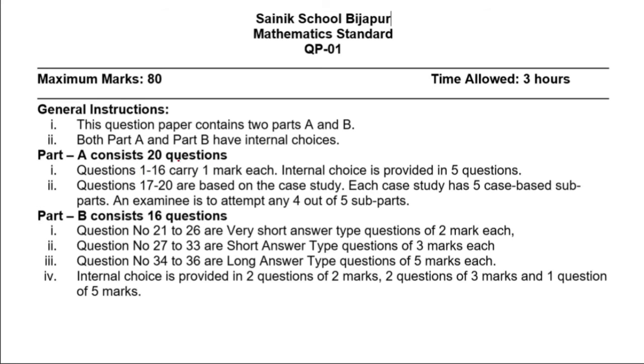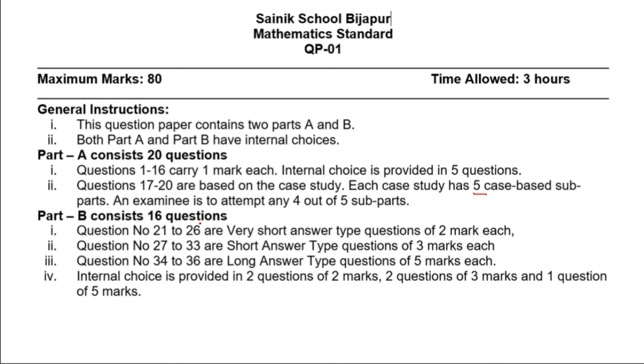Section A contains 20 questions, out of which the first 16 questions are of 1 mark, and internal choice has been provided in 5 of the questions. Questions 17 to 20 are based on the case study. Each case study has got 5 case-based subparts, and the examinee is to attempt any 4 out of 5 subparts.